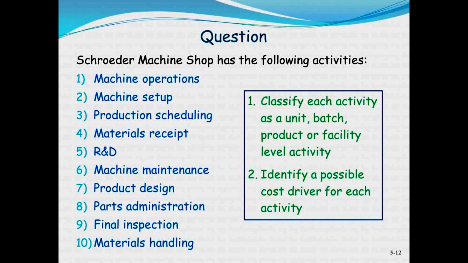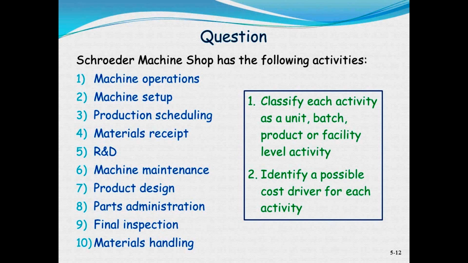Okay, let's see what we got here. What level is machine operations? How many say unit? How many say batch? How many say product? How many say facility? The answer key says unit. Back row. Let's assume unit for the moment.